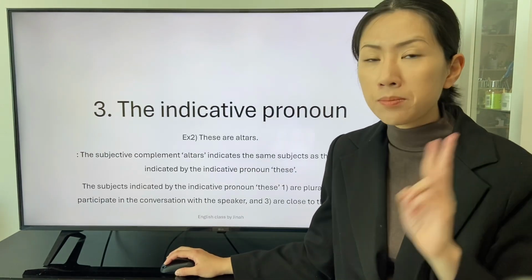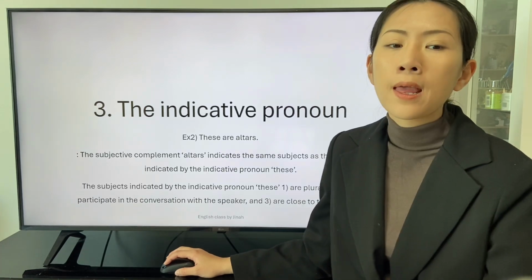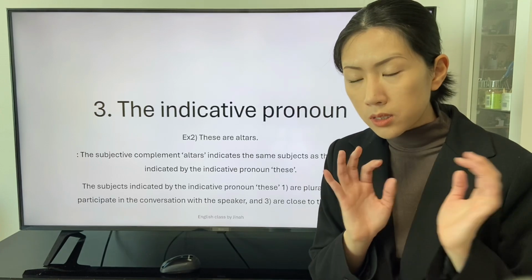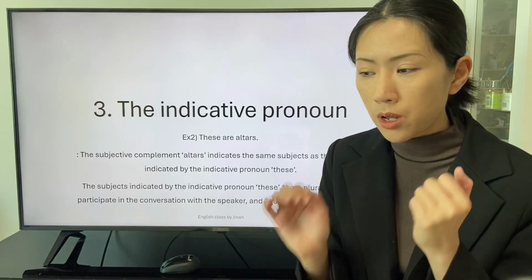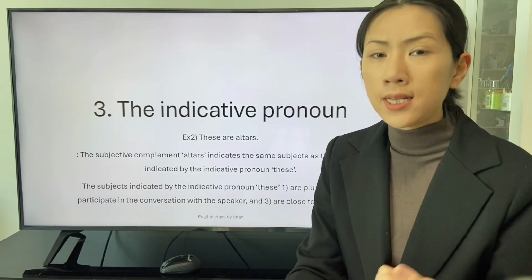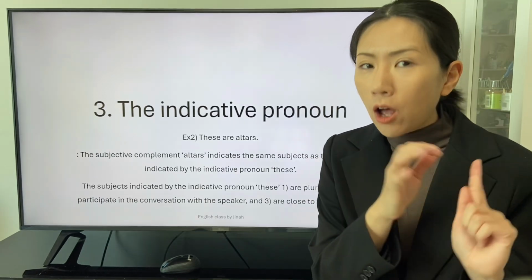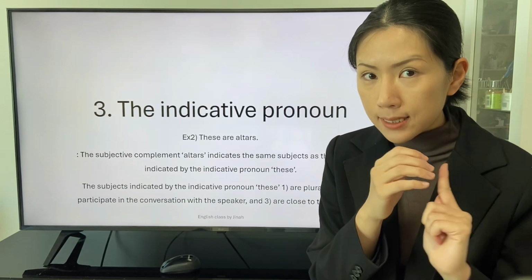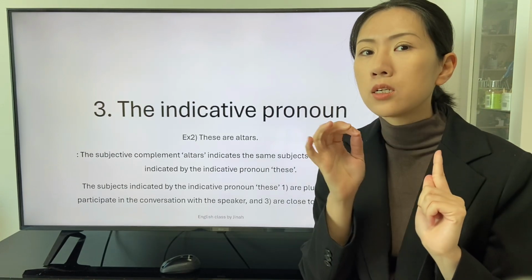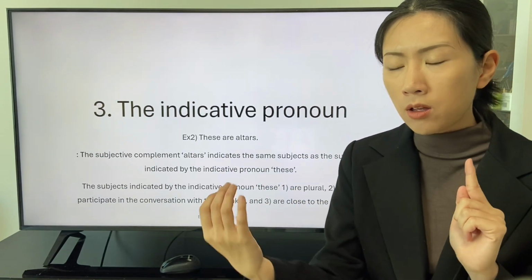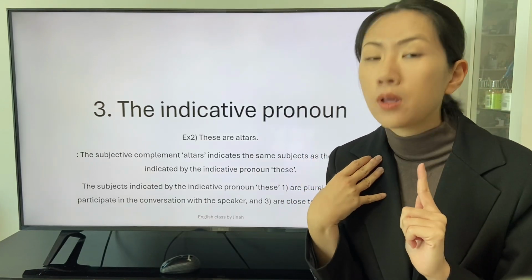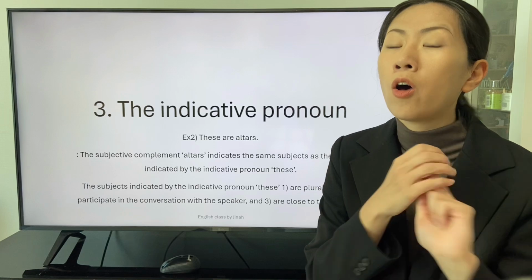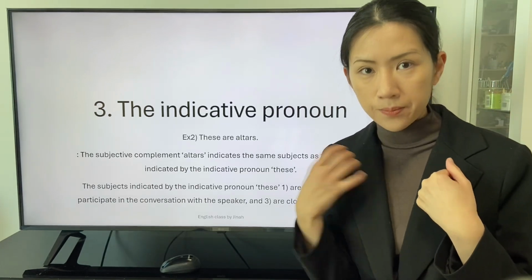The second exemplary clause is this. These are altars. The indicative pronoun these reveals that the objects are plural. The objects do not participate in the conversation with the speaker. And the objects are close to the speaker.